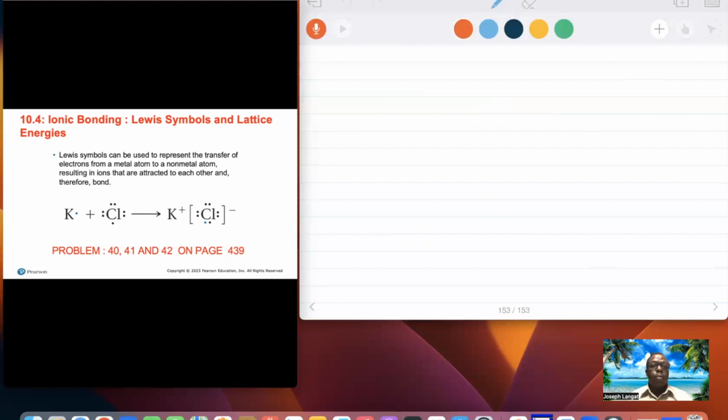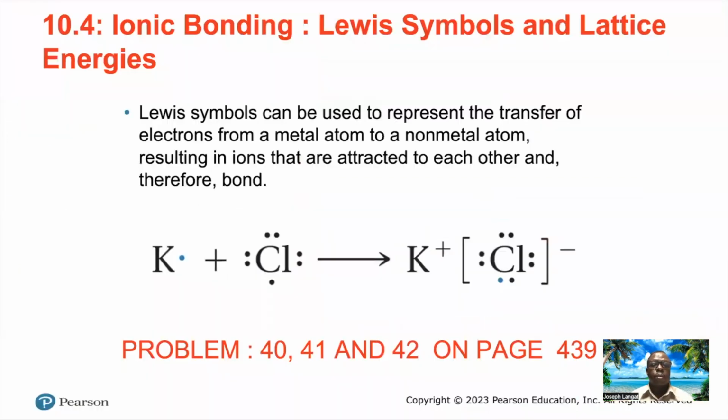Lewis symbols can be used to represent the transfer of electrons. If you look at the reaction between potassium and chlorine, an electron is transferred from potassium to chlorine, and what results is the ionic compound. Please use the parentheses to indicate which atom has an excess of electrons and which one has fewer electrons. If I look at the anion, this has 8 electrons.